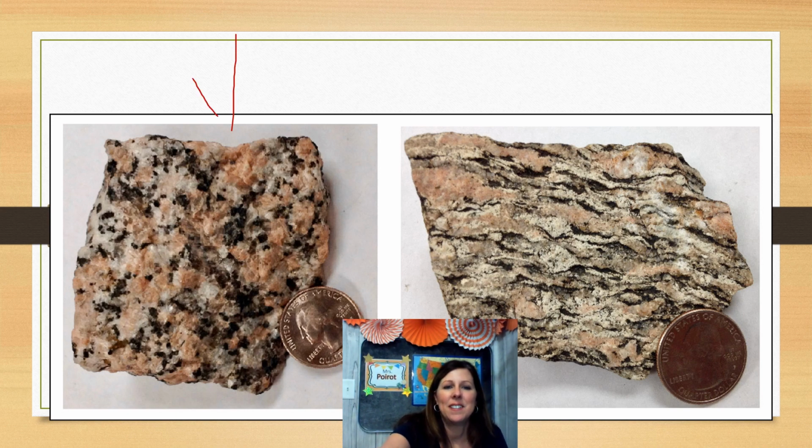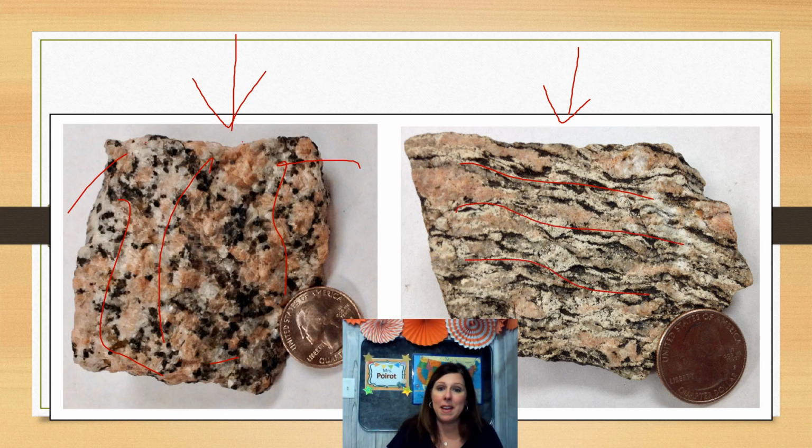So this one is actually granite, which is an intrusive igneous rock. And you can see that the crystals are just kind of random around here. But if we look at this one, you can notice more of a linear pattern or bands, and that would be a foliated metamorphic rock. So that's kind of how you can tell the difference. If they have lines called foliation, we know that it's a metamorphic rock.